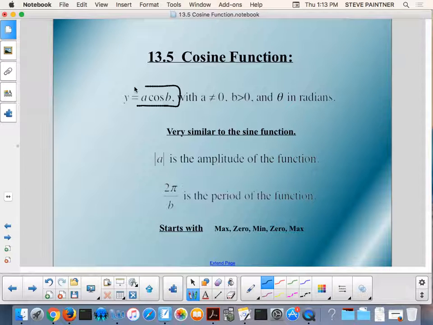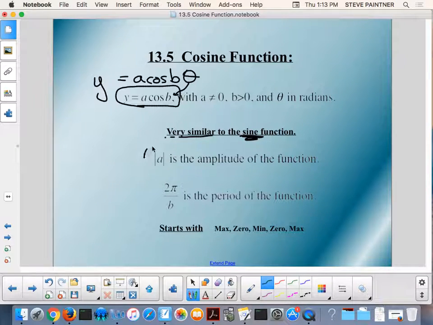This is what you're doing. And again, I'm missing something. What am I missing? Theta. So, slip a theta right there and you got it. Okay, so you are going to graph this. Very similar to what function? Sine. Okay. A is still going to be your what?